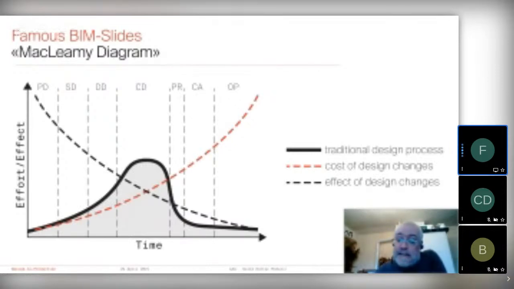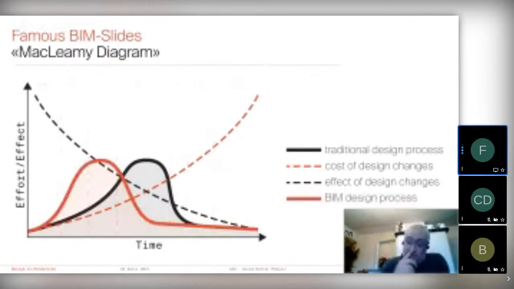And on the other hand, you see the effect of design changes in dotted black, which is asymptotical to the right-hand side. Also pretty obvious, the later the change comes, the less effect you can have. And the whole idea behind building information modeling, according to Patrick McLeamy, is, hey, we're building a digital twin before we actually start building.